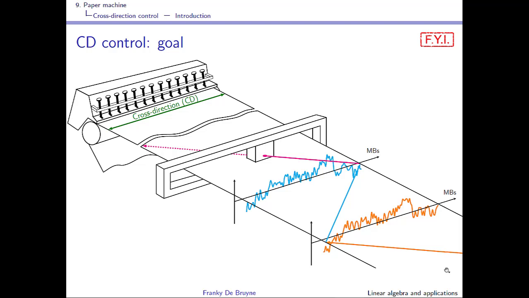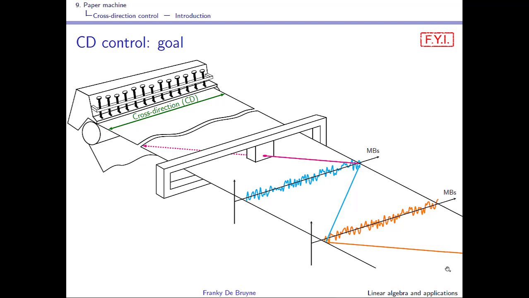Okay, so you can see that there are low frequency variations on these profiles, and it's these low frequency variations that you would like to remove by acting on the lip opening actuators and by influencing the lip opening locally. You hope to increase or decrease the grammage at certain spots.